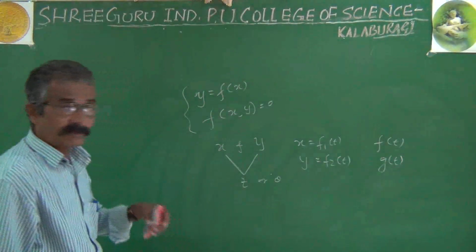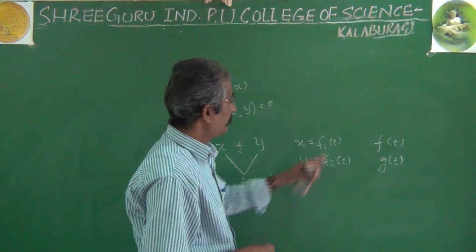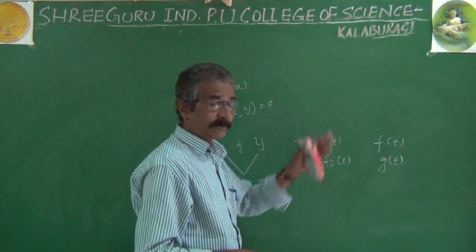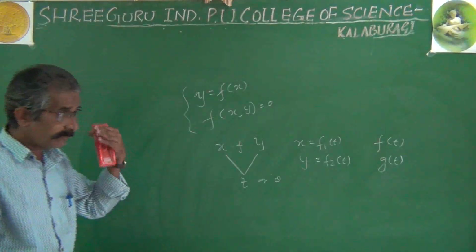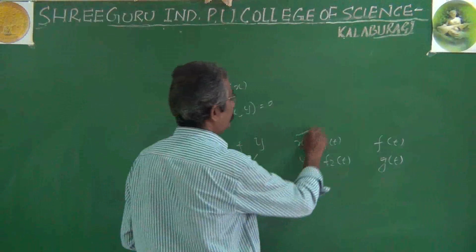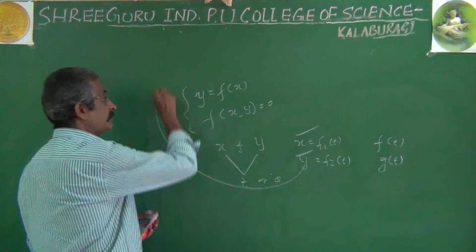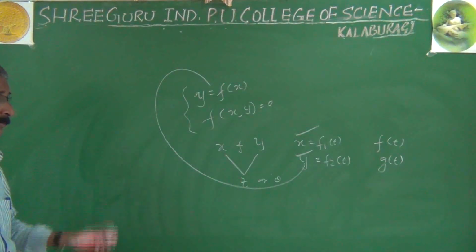Representation of a function does not make any change in the concept, so you can take any notation: f1, f2, f, g, phi1, phi2, psi1, psi2. The only thing is that x and y should be in terms of a third variable t or theta, and the equations we select for x and y must satisfy the original equation, either y equal to f of x or f of x, y equal to 0.